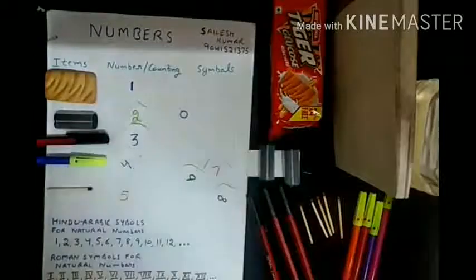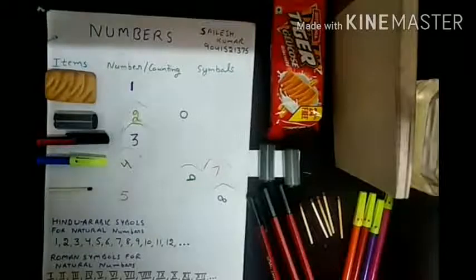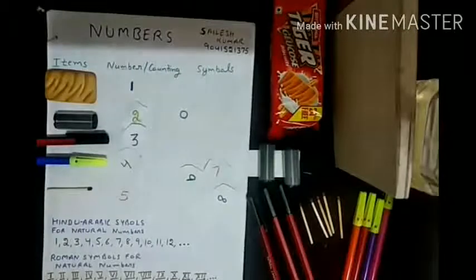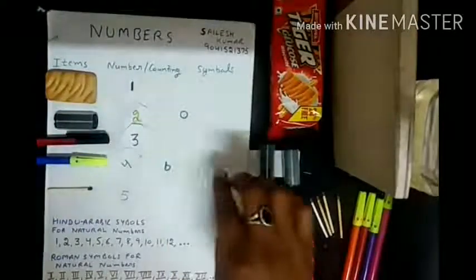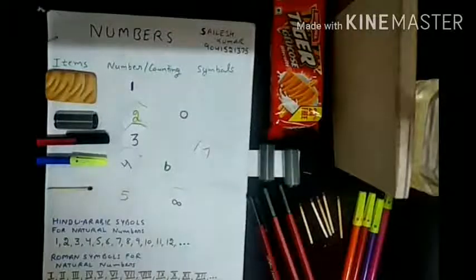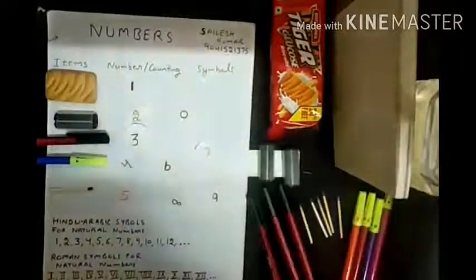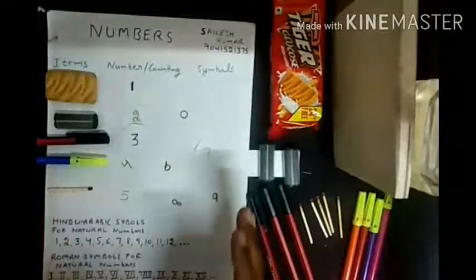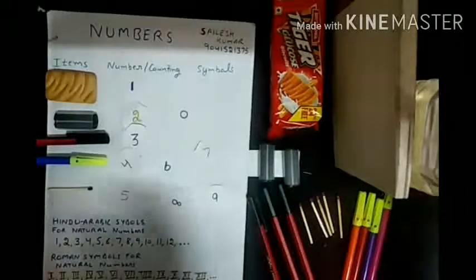Okay, now all these symbols we have selected belong to a group. This group is called the Hindu-Arabic group. Okay, now you can see that 1 2 3 4 5 6 7 8 and 9 are there. Then all these symbols make a group that belongs to the Hindu-Arabic symbols for the natural numbers.